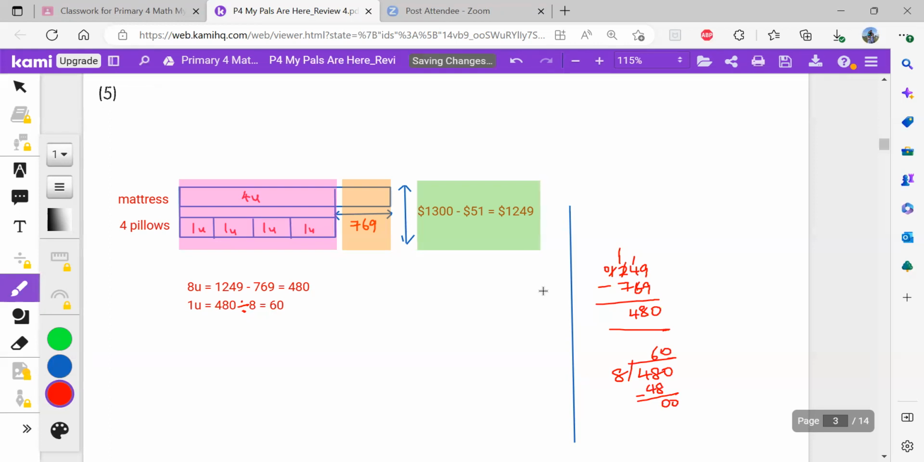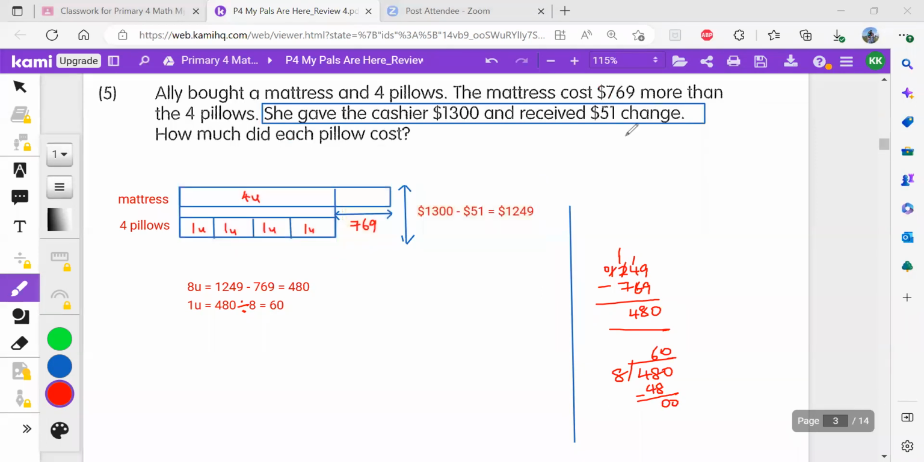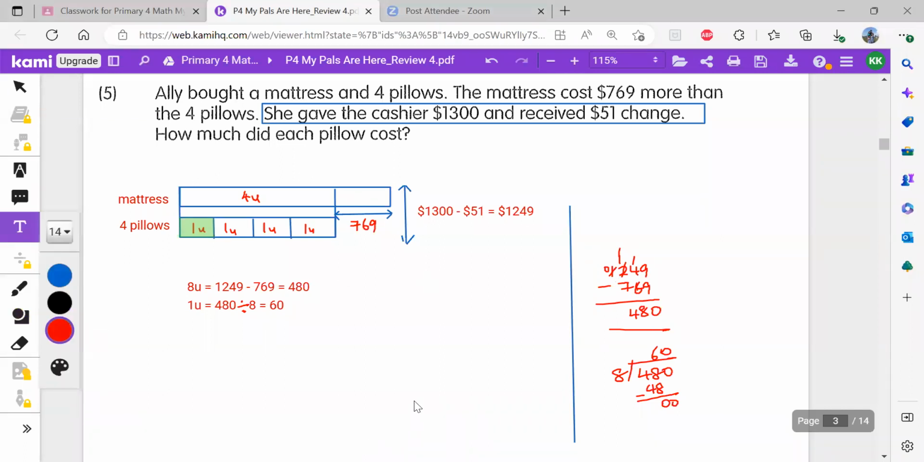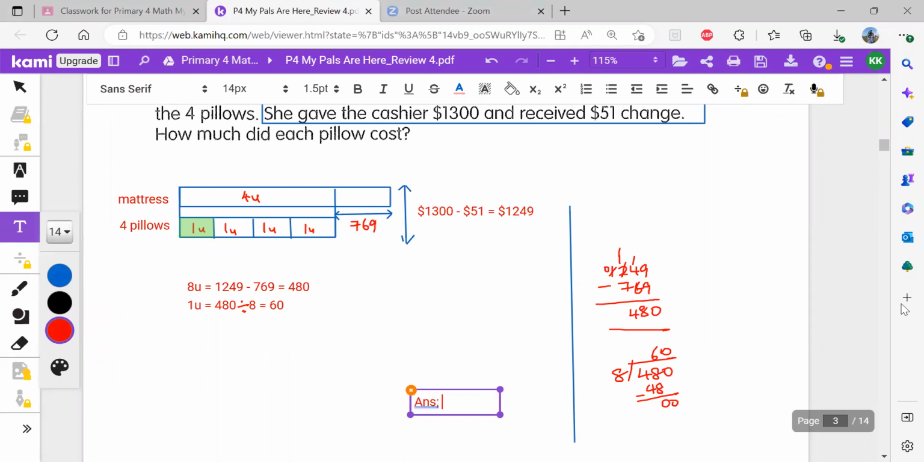So once I got 1 unit, that's it. I think I'm ready to look at the question now. The question is, how much does each pillow cost? Each pillow costs 1 unit. So that's it. My answer will be $60. Make sure your final answer must have the dollar sign. That's it.